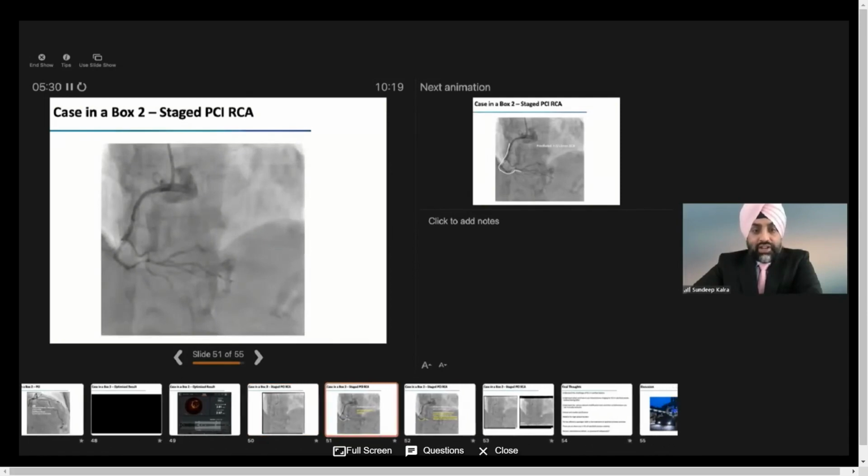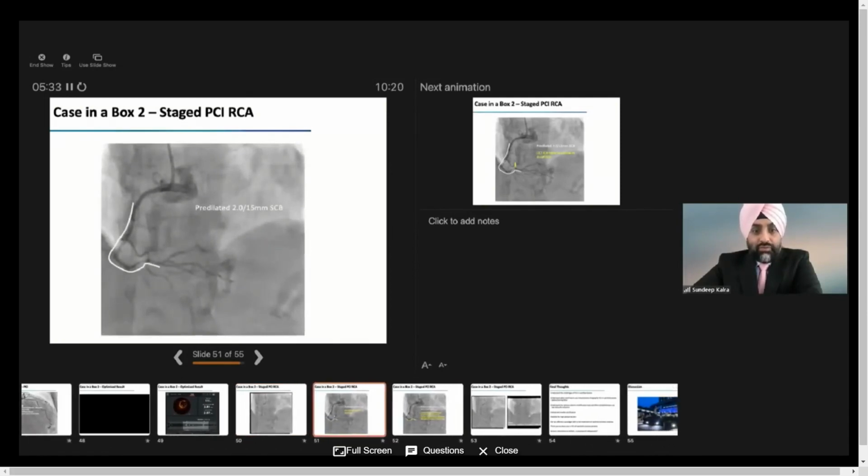I tried initially to predilate the vessel with a 2.0 millimeter balloon so that I could image it with OCT. But the OCT catheter was occlusive in the distal vessel, and therefore I was only able to image the mid and the proximal vessel for initial assessment. But that gave me adequate information to be able to decide what I was going to do in terms of treatment, but also to try and size the vessel as well.